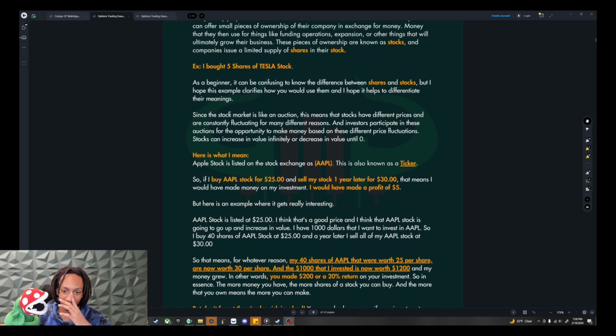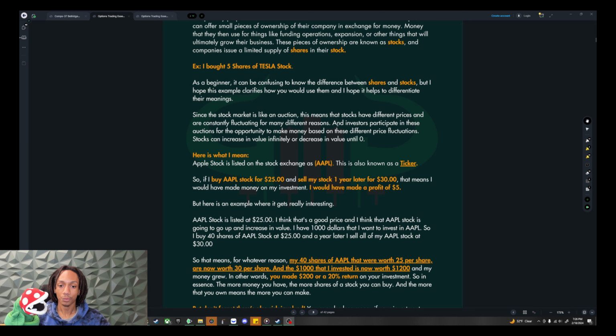Since the market is like an auction, different stocks will have different prices, and all of those stocks are fluctuating and the prices are changing for a bunch of different reasons. But at the end of the day, it's because people are buying and selling, and that means there's a supply and a demand. And obviously we'll get into that.